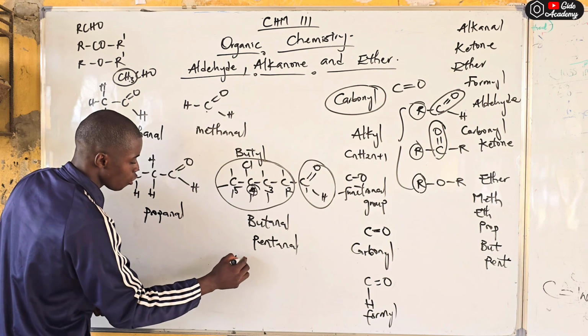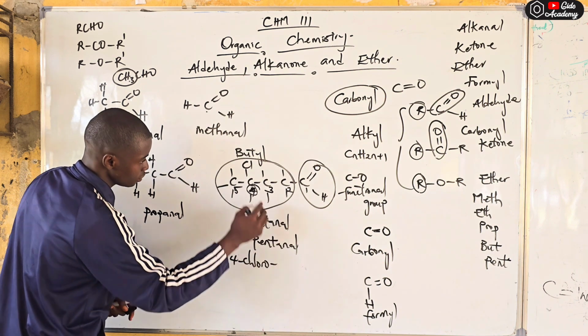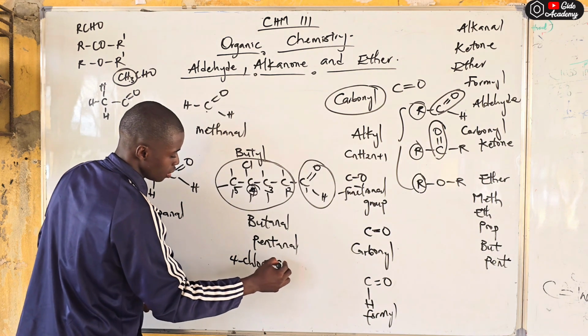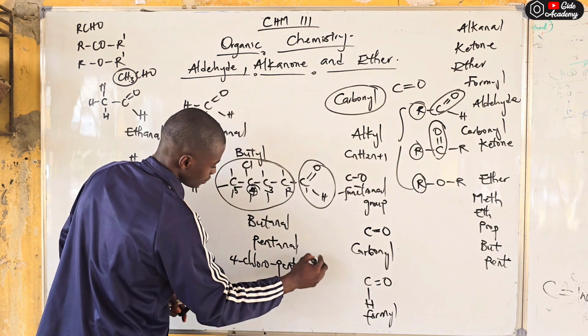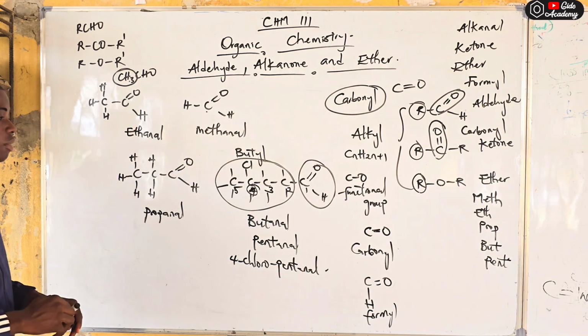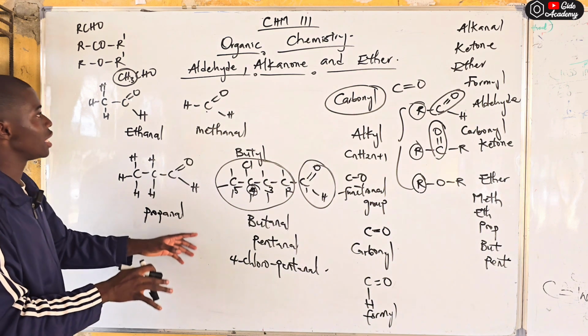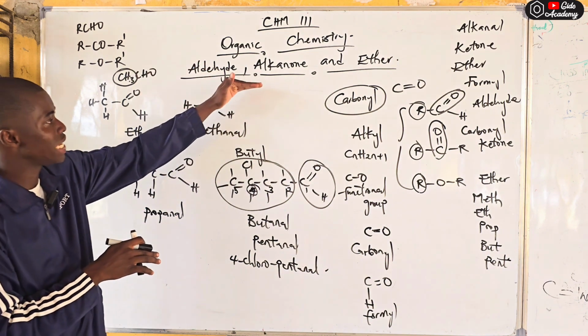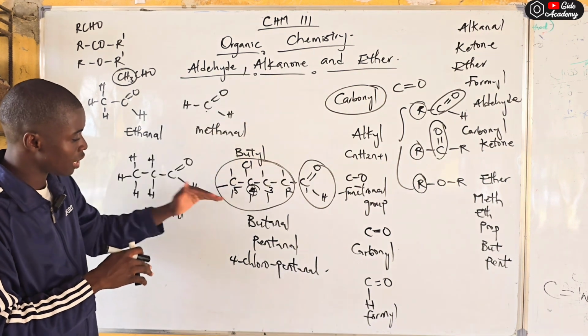Position 4 is chlorine. So you write 4-chloro, and that's all, pentanal. So it will be 4-chloro what? Pentanal. That's how you name anything related to the what? To the aldehyde. But that of ketone is quite different from the one of aldehyde.